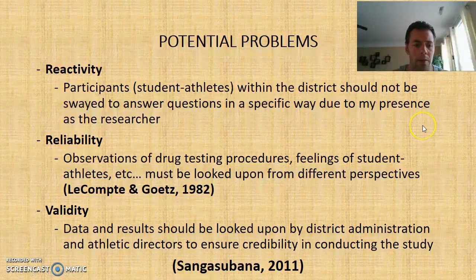So potential problems. I added this. So reactivity, reliability, and validity. So these all have to be considered. As far as reactivity, the student athletes within the district cannot be swayed in any way to answer the questions. I'm never going to really truly know that, but I don't want them to answer in a specific way because of my presence as a researcher. So I'm present in one of the high schools. I'm not present in the other 2. So those athletes will not know who I am ahead of time.